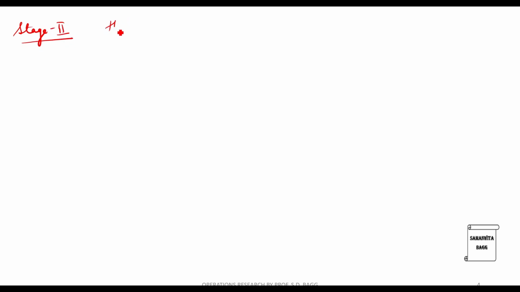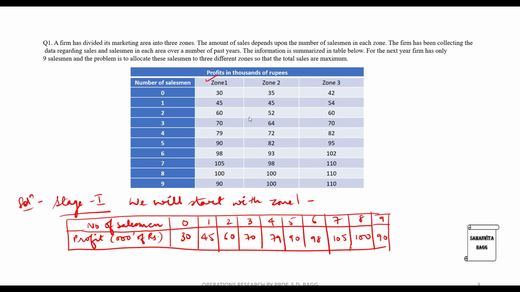Here I will consider the first 2 zones, zone 1 and 2. So there are 9 salesmen as you know in the problem. What we are going to do is divide them amongst 2 zones such that if zone 1 has 0 salesmen, zone 2 will have 9. If zone 1 has 1 salesman, then zone 2 will have 8. The summation of the 2 should always be equal to 9. This is what we are going to do, and we'll also see how the profits can be written.